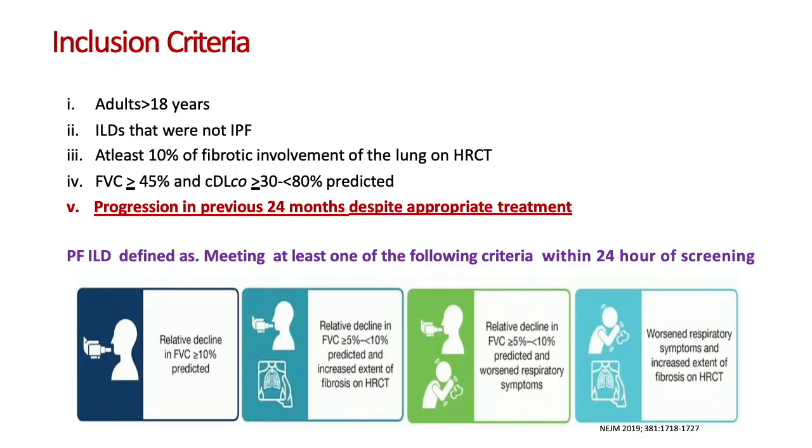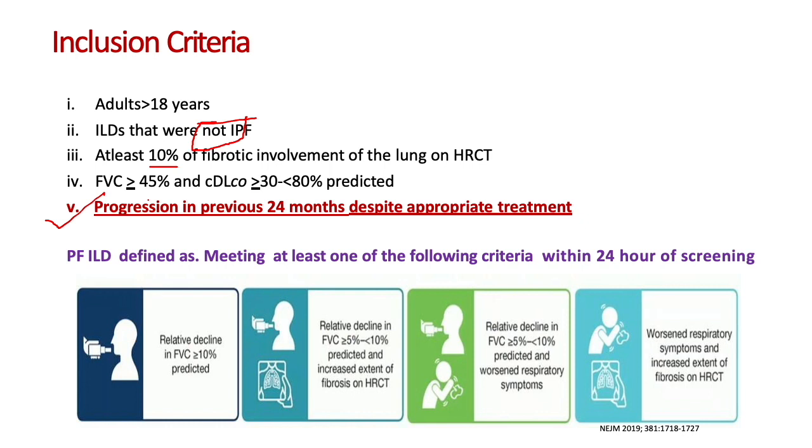So the inclusion criteria included only adult ILDs that were definitely not IPF, and they had to show signs that they were fibrotic ILDs. So at least 10% was defined as that criteria, and they also had to show that they were still well preserved. So these patients had an FVC more than 45 and a DLCO at least 30 to 80% of predicted. Amongst these, another important criteria was that they should have been progressing. If they are not progressing, they would not be included in the study.